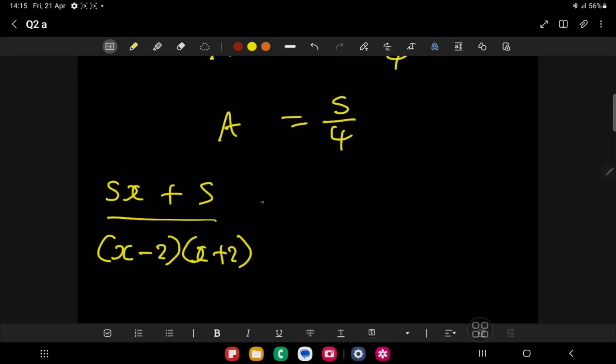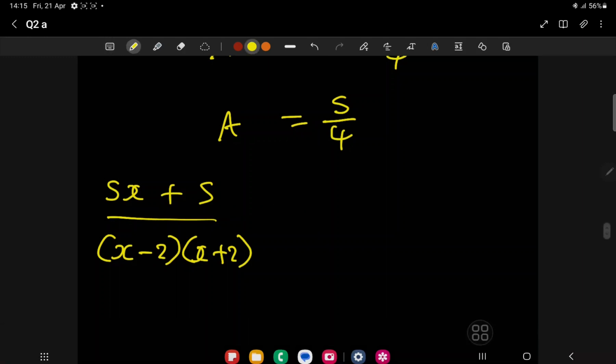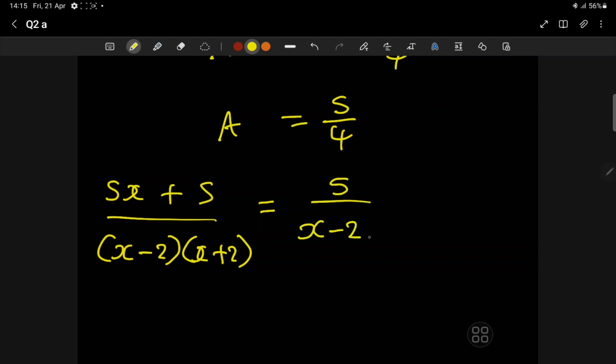Okay, so we had this expression, so we're going to just replace it as, so our a is 5 over 4, so our 5x minus 2 plus, we have 15 over 4, which is x plus 2. So this is just one part.